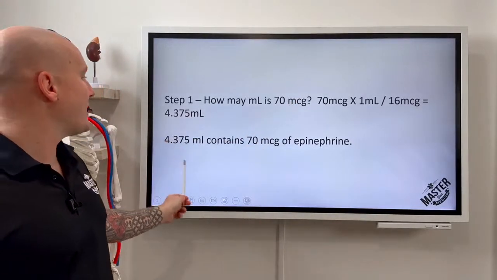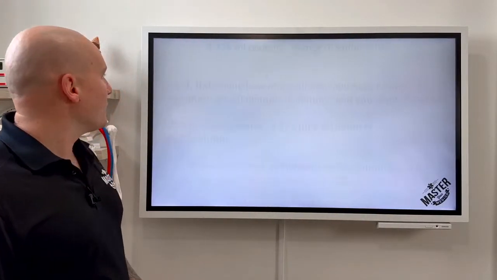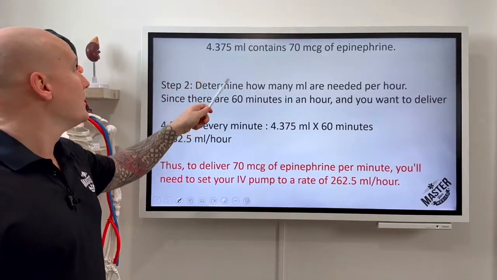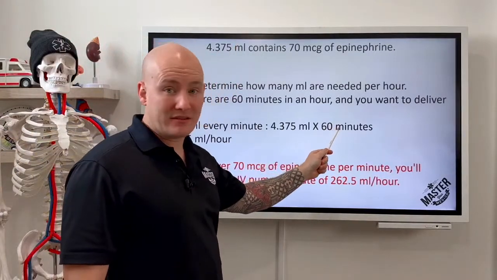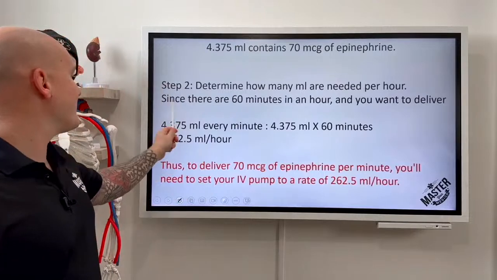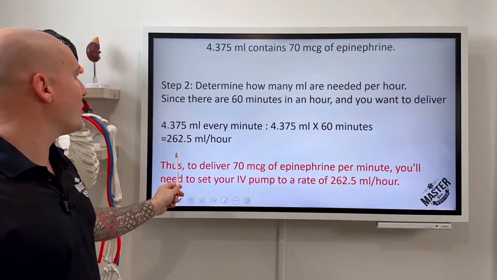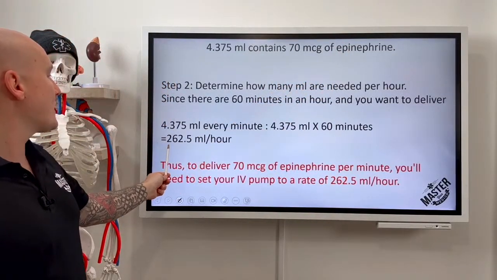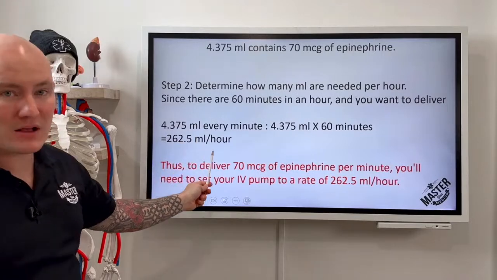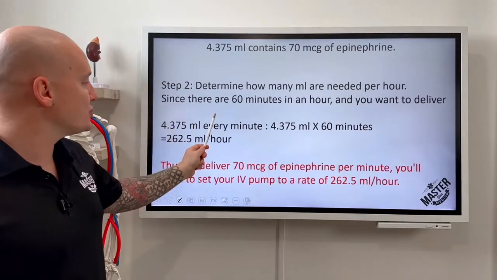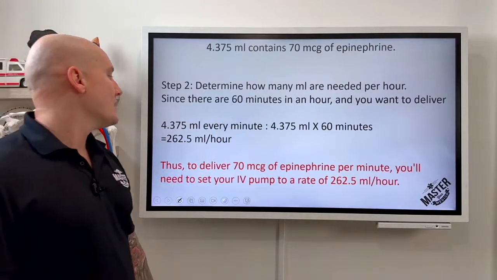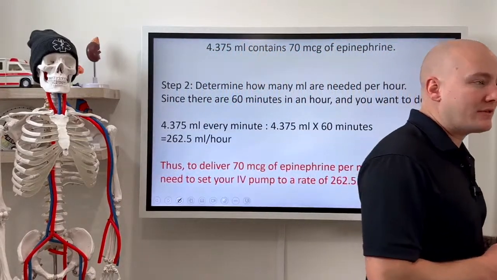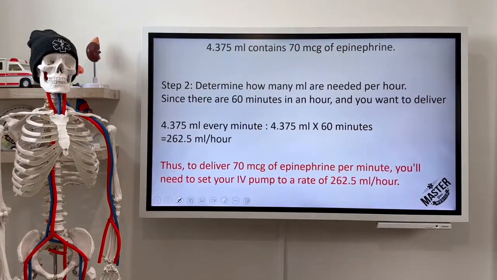So we take that mils, and we know that this is how many mils we need per minute. So we need to find it out per hour. So we're going to take that, times it by 60 minutes, to give us how many mils we need per hour. So in order to give 70 micrograms of epinephrine, we need to run this at 262.5 mils per hour. And if we run it at 262.5 mils per hour in our concentration that we have right now, it'll give us 70 micrograms of epinephrine every single minute.